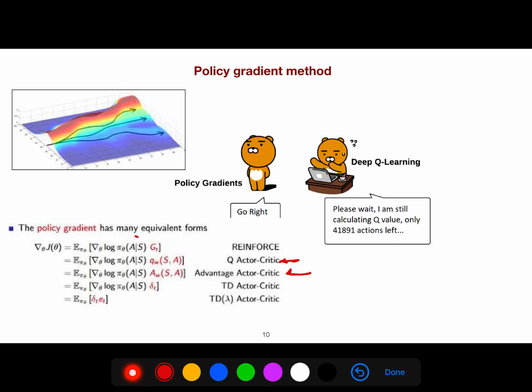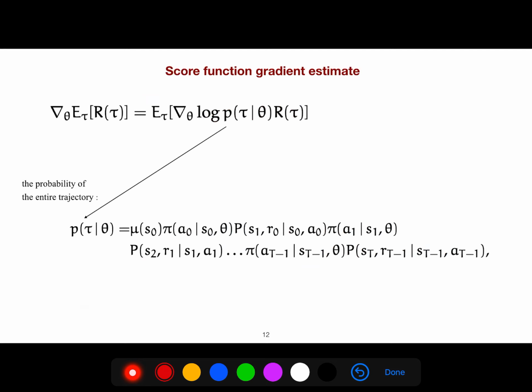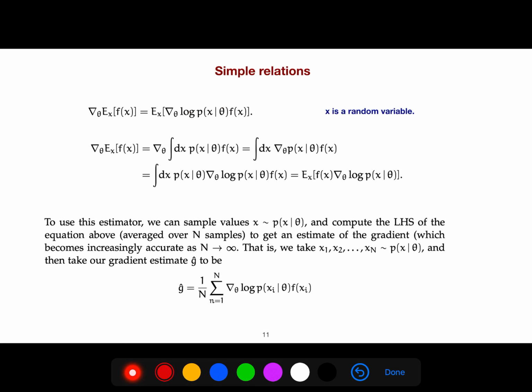This term is always fixed, so you see it everywhere: the gradient of the log of the policy. But different names arise, like advantage, or delta in TD actor critic. So it's good to have this in mind. The simple relation is, forget everything, it's just calculus. It's a simple technique we call the score function. We use it in variational inference in machine learning and everywhere.